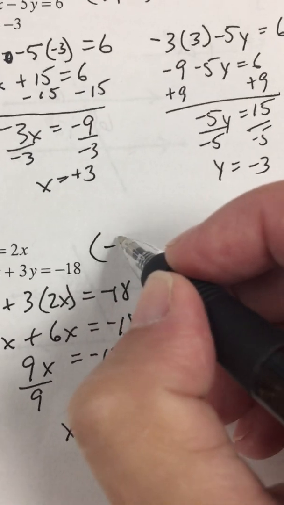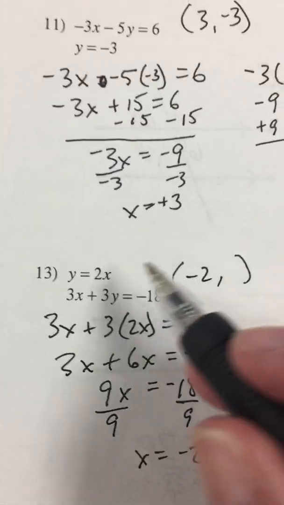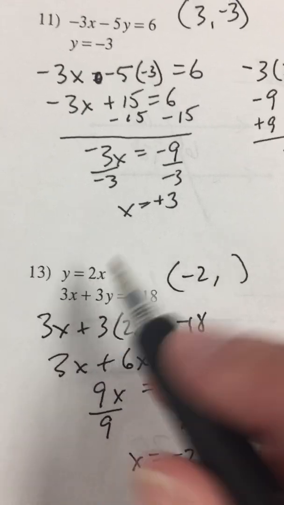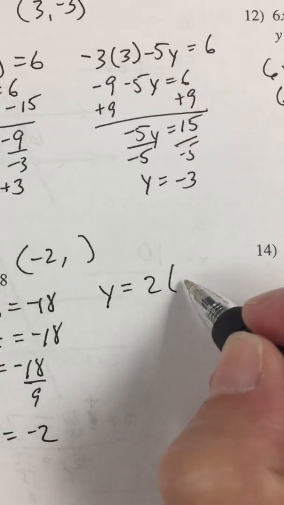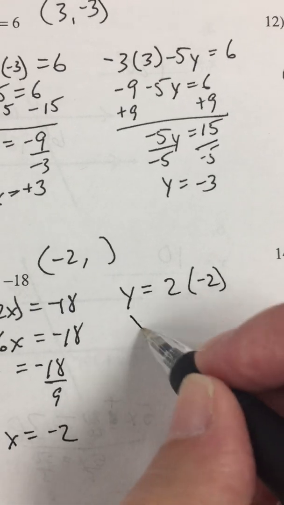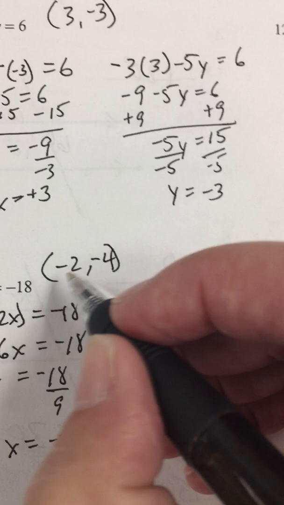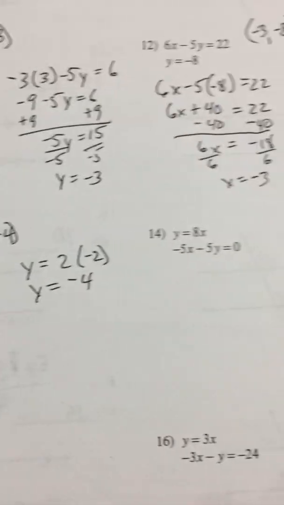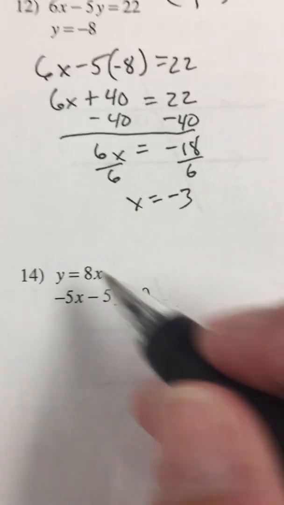So where these two lines intersect, the x is negative 2, I just need to find the y number. So again, if x is negative 2, plug it into one of these equations, and that one looks easier to solve. So y equals 2 times x, which is negative 2. And that means y is equal to negative 4. So there's the point where they intersect. x is negative 2 and y is negative 4. That pair of numbers will solve that system of equations.